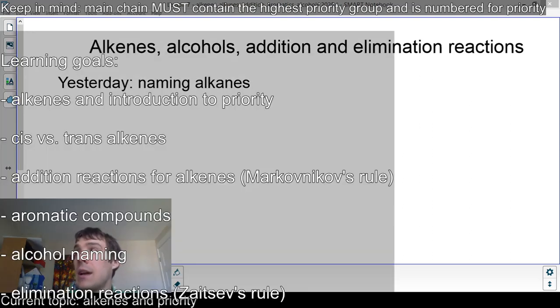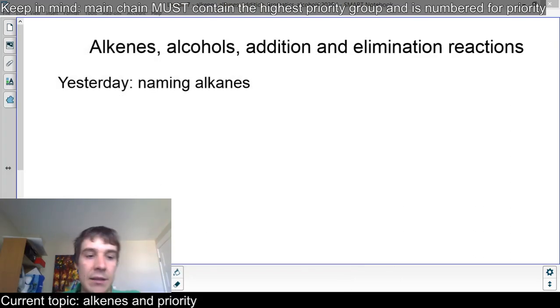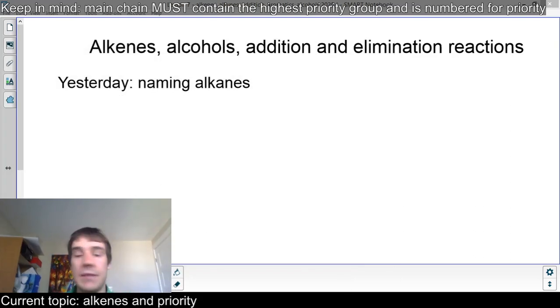We're doing alkenes and an introduction to priority. We'll talk about some cis versus trans isomers. Then we're going to get into our first reaction, which is addition reactions for alkenes. We'll briefly segue over to aromatic compounds because they're cool, and then we'll do alcohol naming and elimination reactions, which is something that happens with alcohols and alkyl halides. It's a lot of slides, so I'm going to be talking fairly quickly.